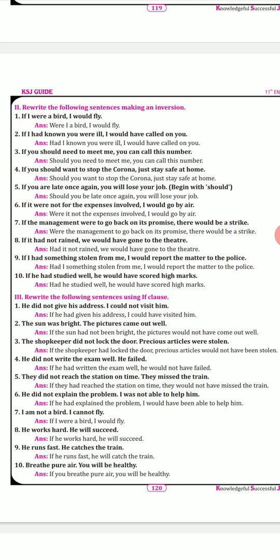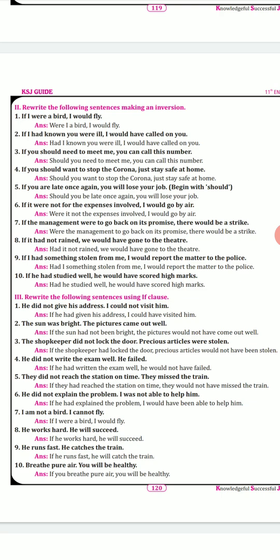So first of all you have to remove if and also change the position of the auxiliary verb should, especially before the subject you. And then the fifth question, if you are late once again you will lose your job.